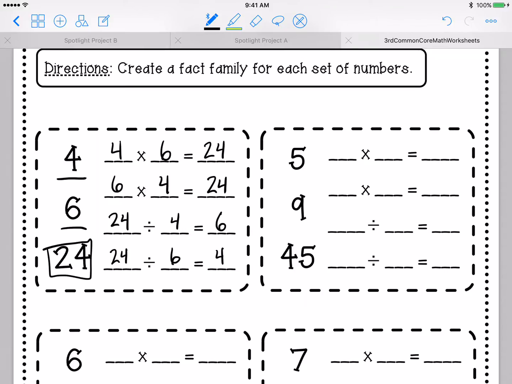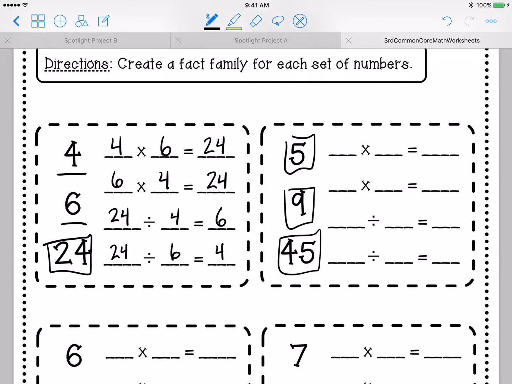Now you can solve all of these. You could do circles and dots for all of these. But we know, if given the fact family, we can use what we know from multiplication and division and their relationship to solve the problems. Now, if you have not done 5, 9, and 45, I want you to push pause and do that now. That'll be our checkpoint, so you can come ask us if you have questions.